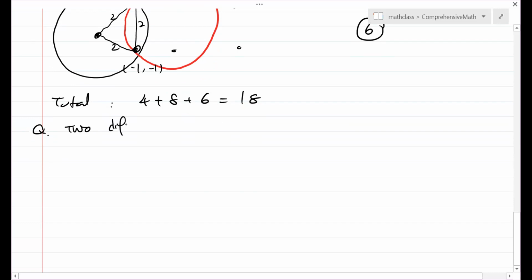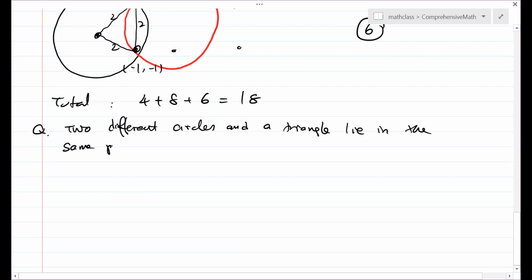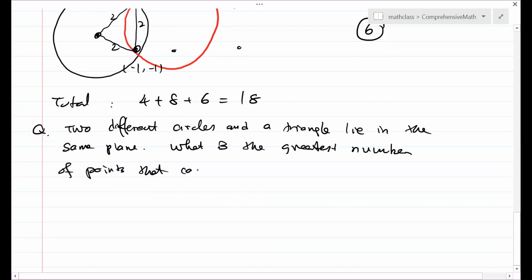Try this. Two different circles and a triangle are lying in the same plane. What is the greatest number of points that can belong to at least two of the three figures? At least, so that means it's the intersection points.